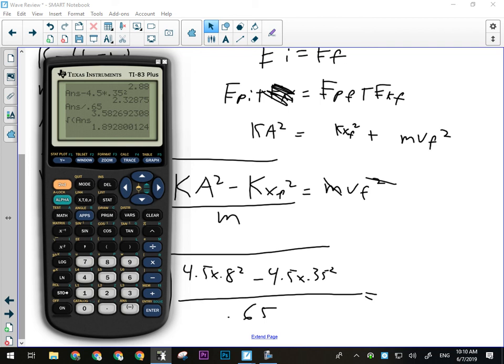So not much different than solving for a roller coaster question, just using a different type of potential energy. I have to do the math first, otherwise it doesn't work.